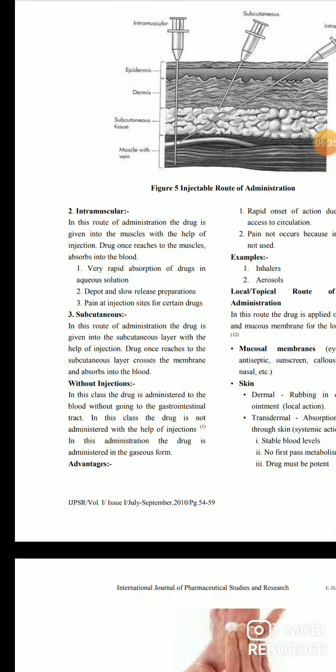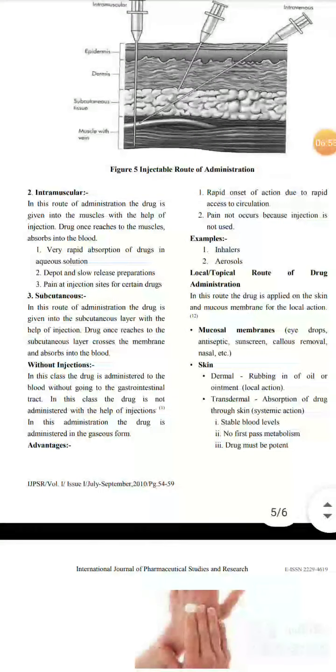Then there is the route without injection. Here the drug is mixed with a propellant, and at high velocity, when it is pressed, the drug is absorbed into the systemic circulation through the pores. Examples are inhalers and aerosols.